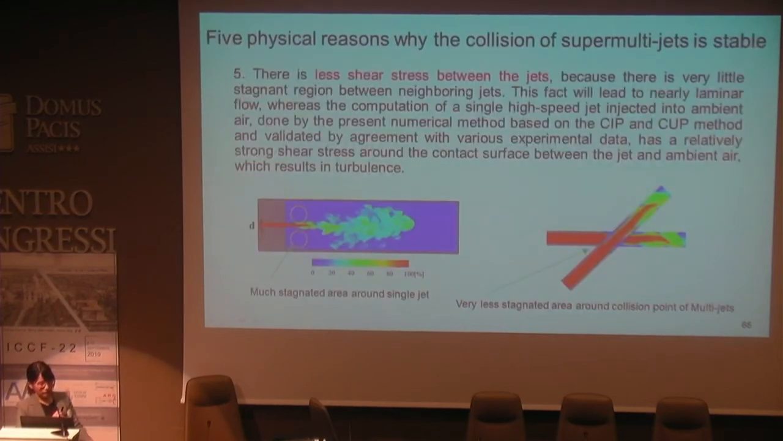And the fifth reason is that there's less shear stress between the jets, because there's very little stagnant region between the neighboring jets. This fact will lead to nearly laminar flow, whereas in the computation of a single high-speed jet, in this picture, this is for the super multi-jets and there is very little stagnated area at the collision point of super multi-jets. You can see that the single jet has strong shear stress around the contact surface between the jet and the ambient air, which cannot be seen in the computation for super multi-jets.